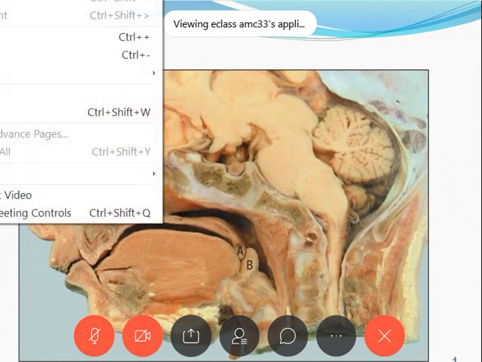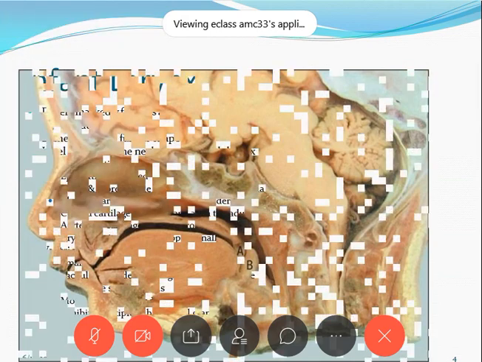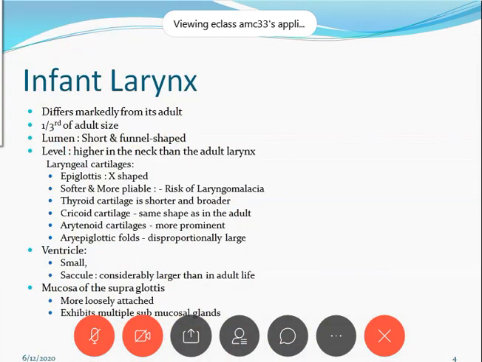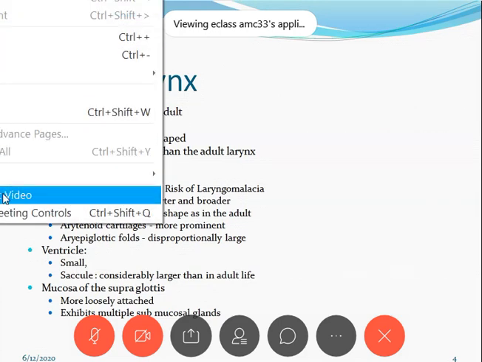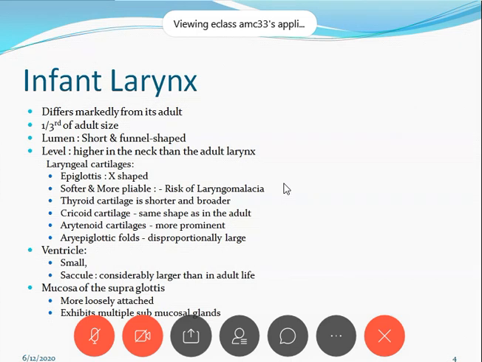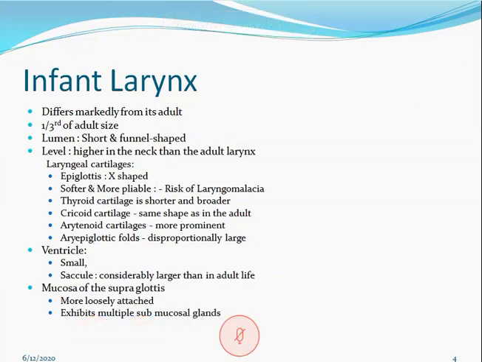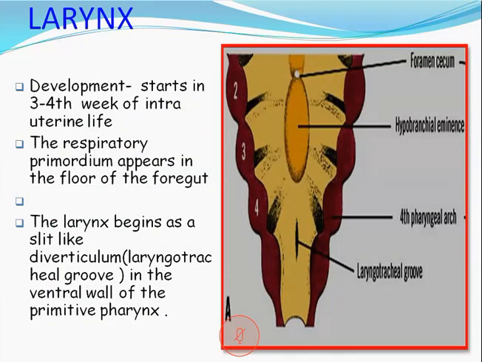This is the larynx of the infant. The infant larynx differs markedly from the adult's: it is one-third of the size, and it is short and funnel shaped. And it is higher in the neck. The ventricles are smaller. Mucosa is very loosely attached.